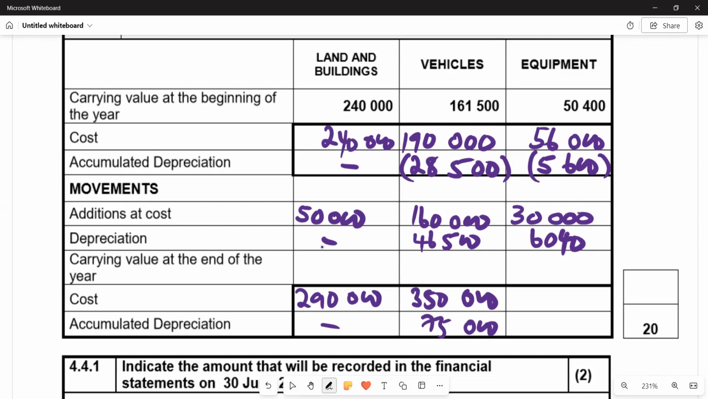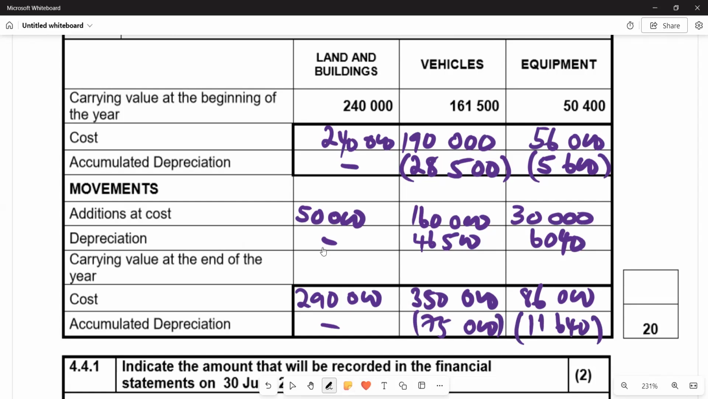Cost at the end, we are going to say the cost at the beginning 56,000 plus 10,000 that we introduced, and then we are going to get 86,000. Yes. Then accumulated depreciation at the end, accumulated depreciation at the beginning plus depreciation for the year 6,040, and you get 11,640. And of course, accumulated depreciation, you have to subtract it so that you get the carrying value at the end.